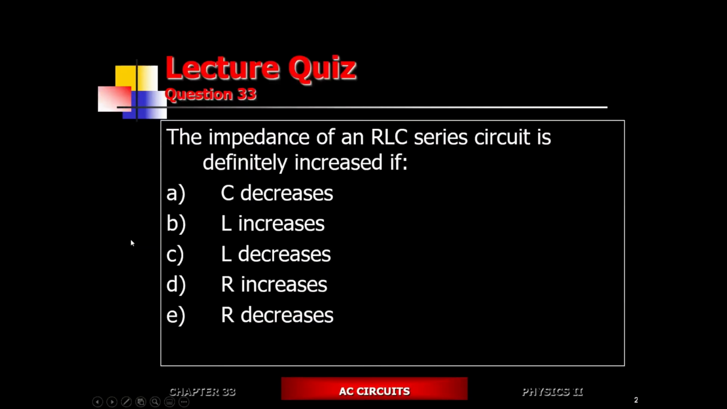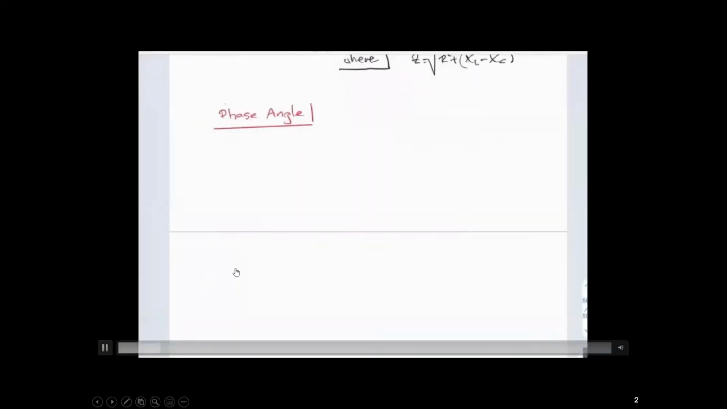So impedance of an RLC circuit is definitely increased if you increase the resistance value. Yeah, if you increase the resistance value, it's definitely going to increase it. So the best answer is going to be D in this case. All right, now let's focus on the phase angle.